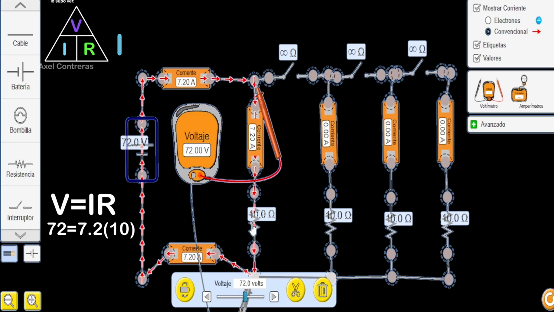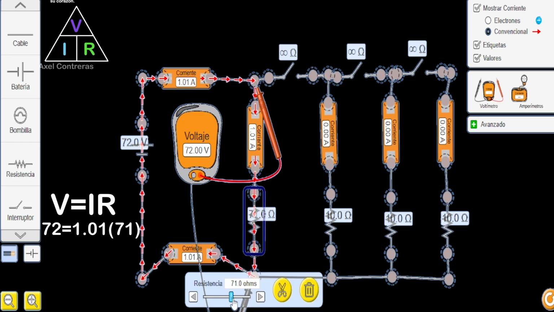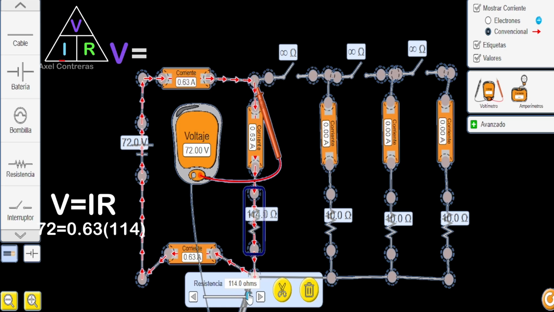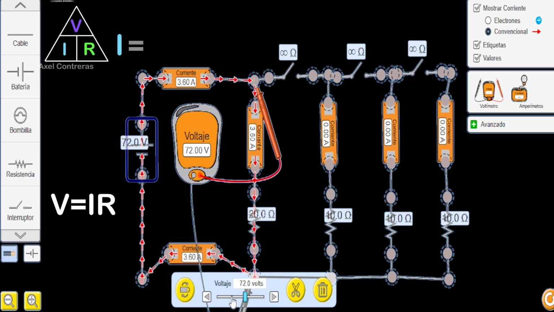And if we now increase the resistance value, then the current has to decrease. It's important that you observe in all three ammeters that the current flowing through the entire circuit is the same in all three. And the greater the resistance, the smaller the current. Now, let's return to the initial condition.